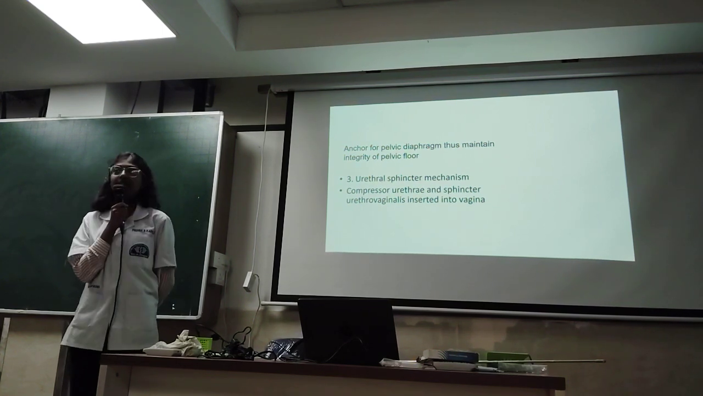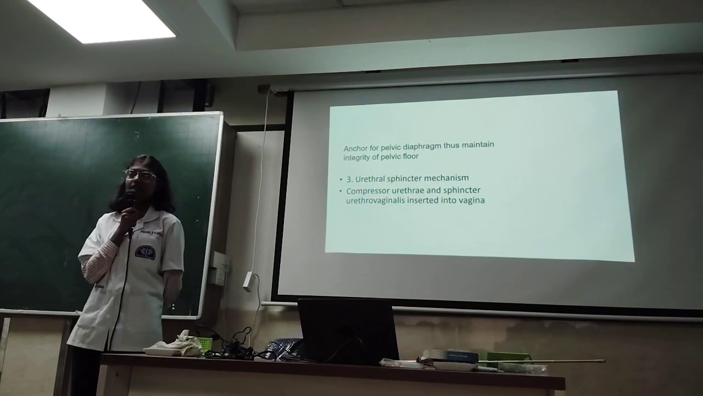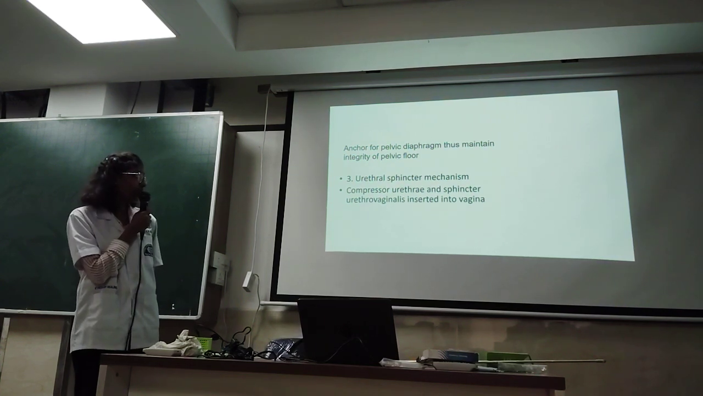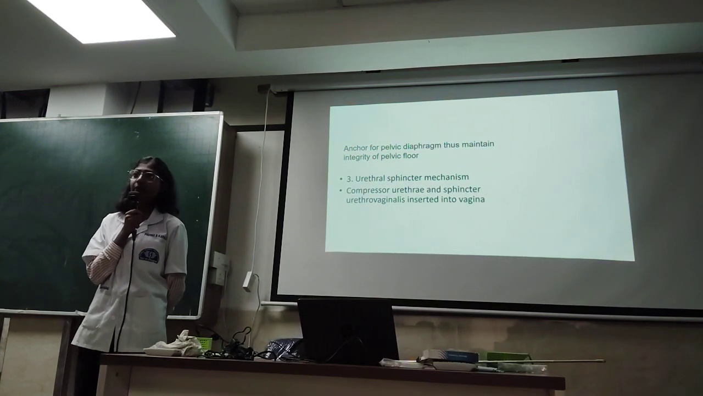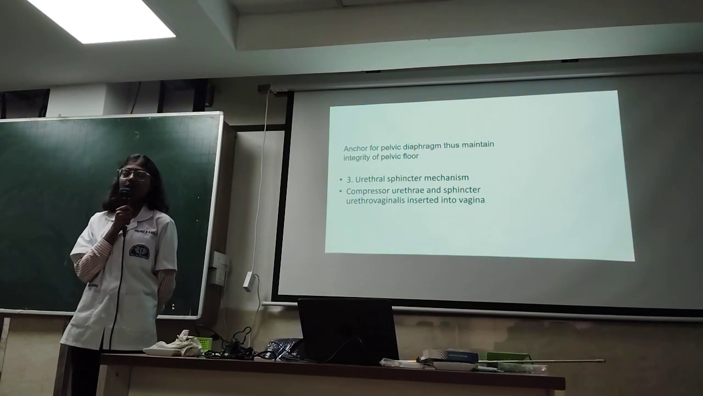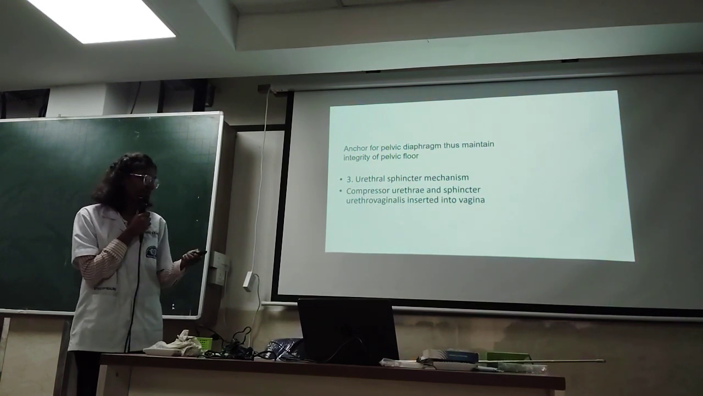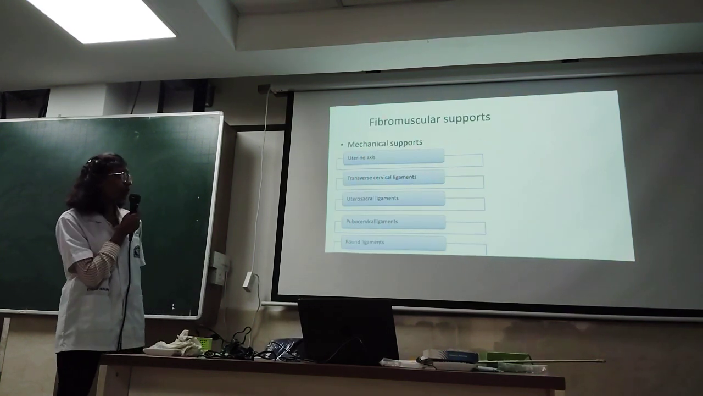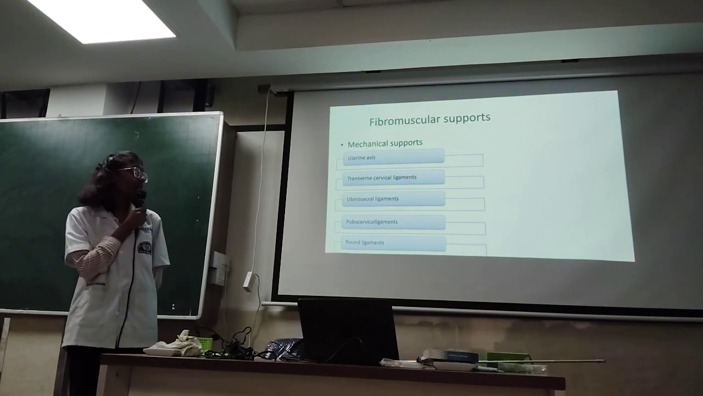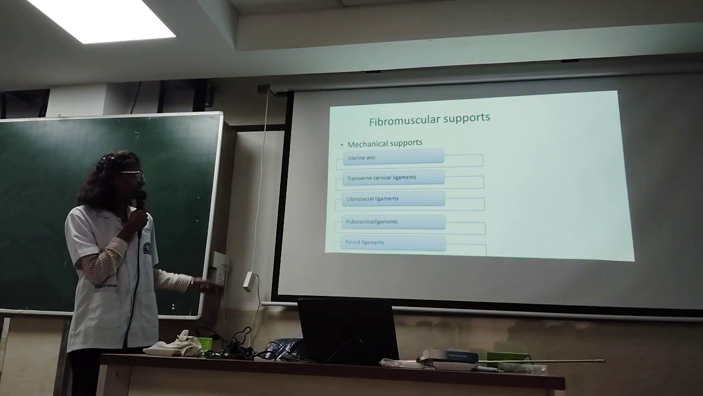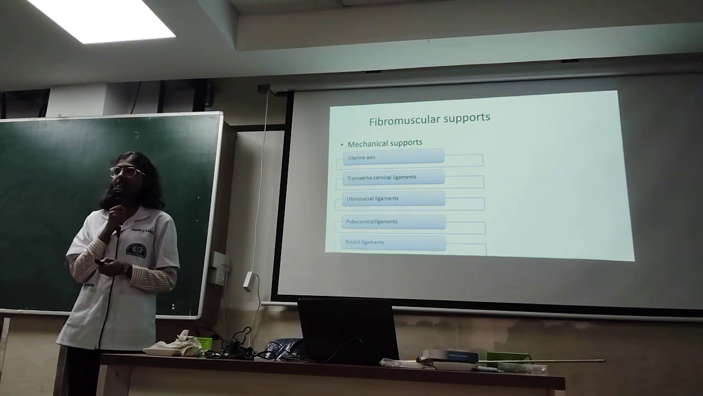Third, the urethral sphincter mechanism. Muscles of the urethral sphincter, that is compressor urethrae and sphincter urethrovaginalis, are inserted into the vagina, giving indirect support to the uterus. Now moving towards the fibromuscular supports or mechanical supports. This includes the uterine axis and these two ligaments. Let's discuss these one by one.